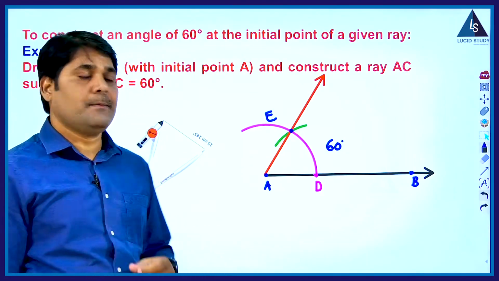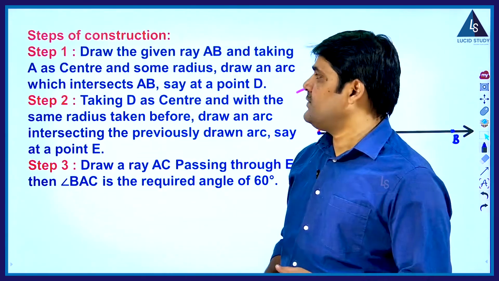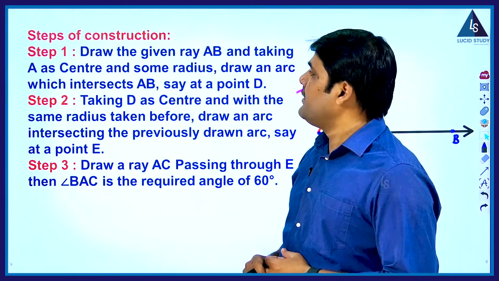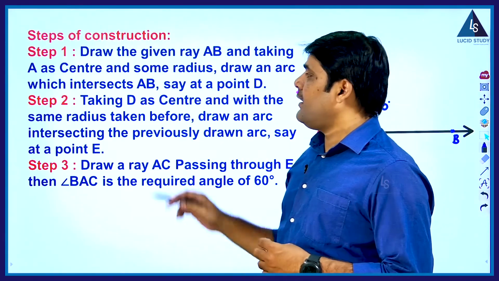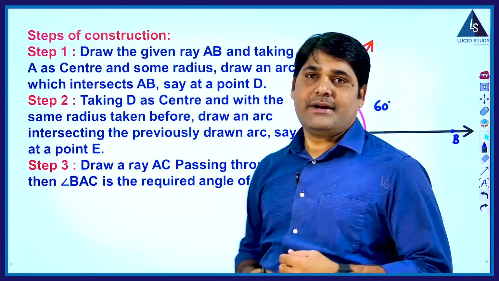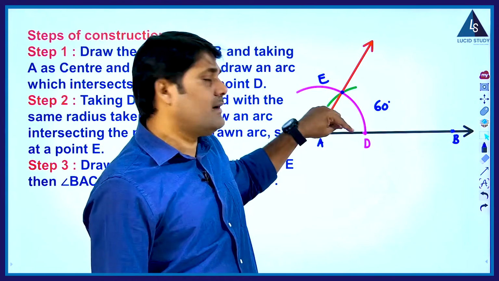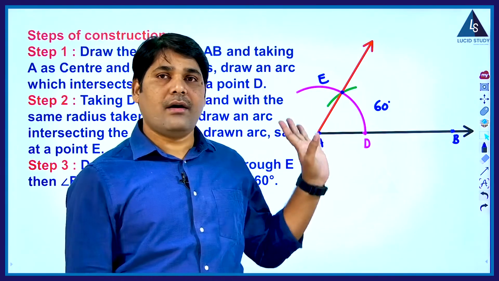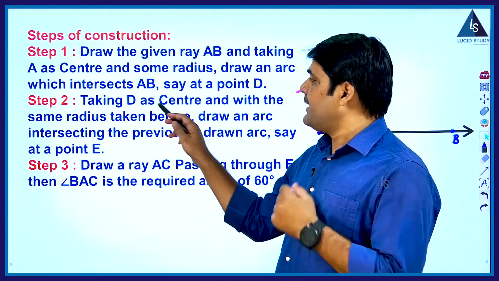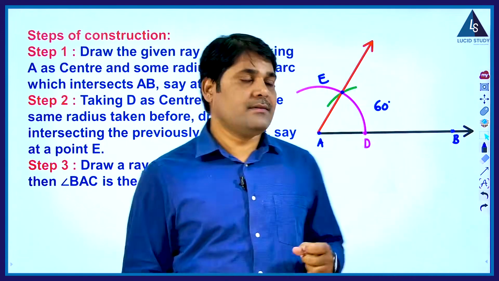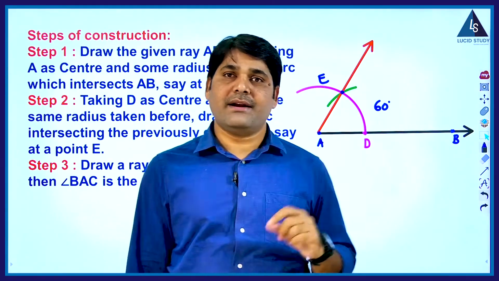How have we constructed, children? So let us discuss the steps of construction. First step, draw the given ray AB and, taking A as center and some radius, draw an arc which intersects AB, say at point D. So that is what we did. AB ray we have drawn. By taking A as center with any radius, we have drawn an arc intersecting the ray AB at D. Next, taking D as center and with the same radius, without changing the radius, we are cutting this arc again.